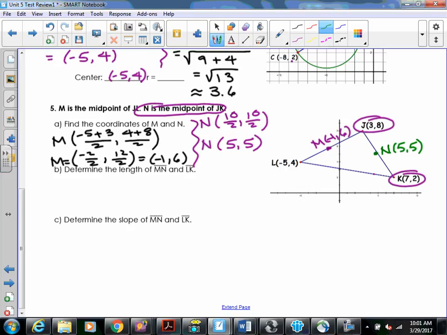Okay. So now we're finished with part A. We found M is at -1, 6, and N is 5, 5. So these are the answers for part A.